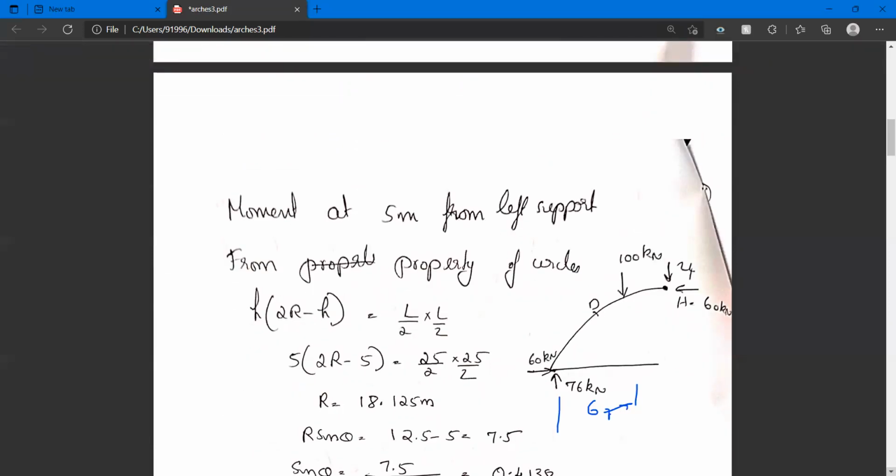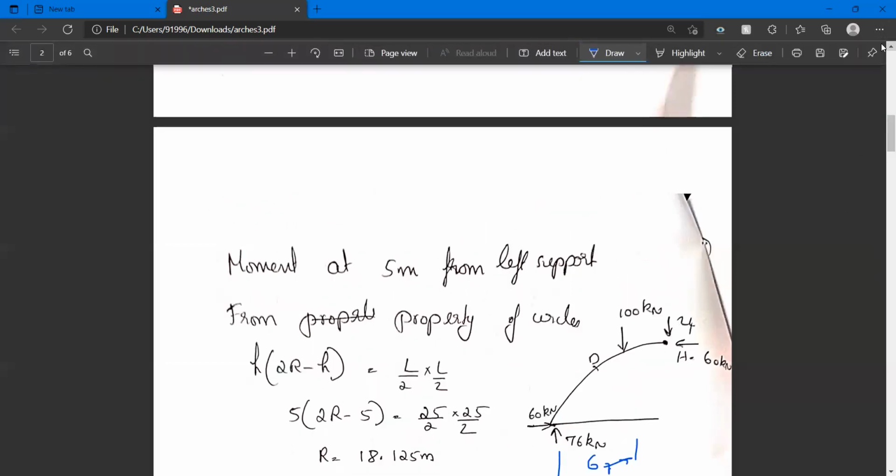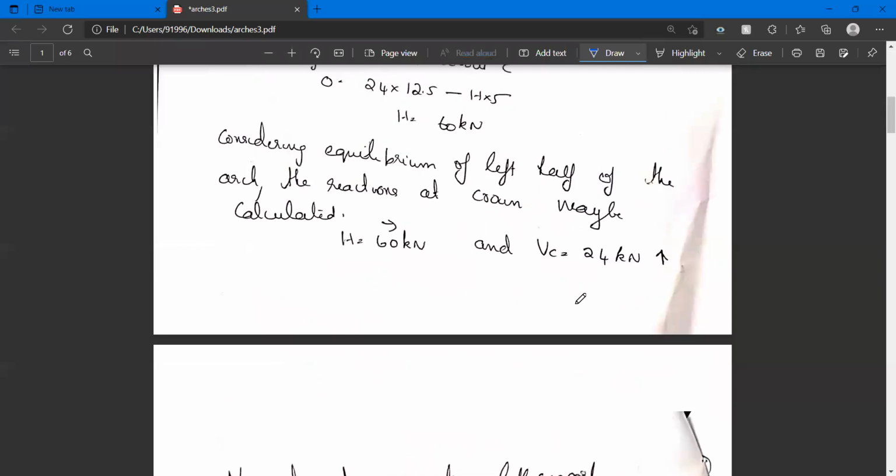So, shear force till the crown. How much is that? 76 minus 100. Shear force till C: 76 is acting upwards and 100 kilonewton is acting downwards. So shear force at C is 100 minus 76. That is given here as 24 kilonewton. What is this 24 kilonewton? This 24 kilonewton is 100 minus 76, the shear force at C.